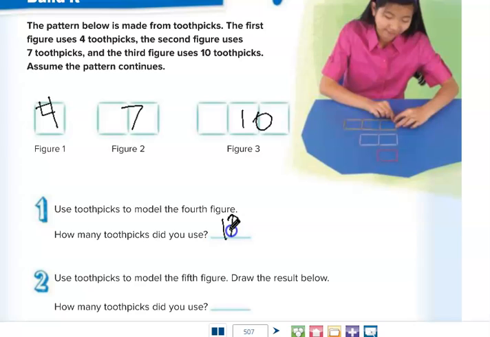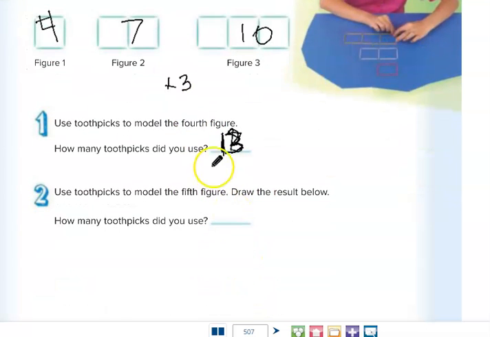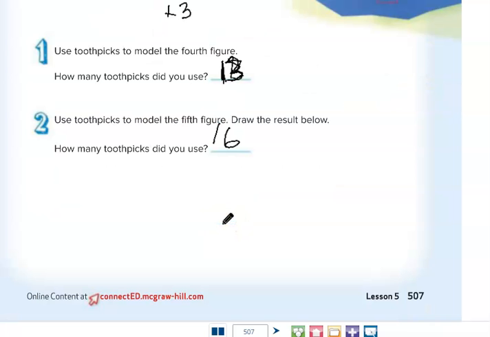And what is the pattern of that? Sorry, my pen's not really writing. How did I come up with 13? Well, I can see here that to get to figure 2 we added 3, and to get to figure 3 we added 3. So the pattern here is to add 3. So if we continue this pattern, if the fourth figure has 13, then the fifth figure should have 16. But just to double check, let's draw it out.